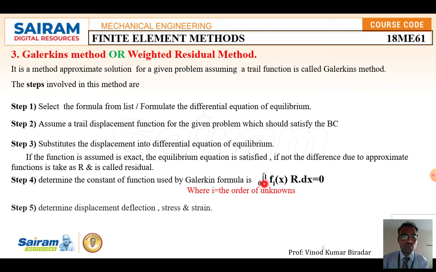Here this equation is called the Galerkin formula, which is also called the weighted residual method. The formula is given by the integration from 0 to L of f_i(x) times R dx. So you have to calculate the f(x) value and the residual in the given problem, then substitute and integrate, and finally you are going to get the stress, strain, deflection according to the given problem. Where i is the order of the unknown.